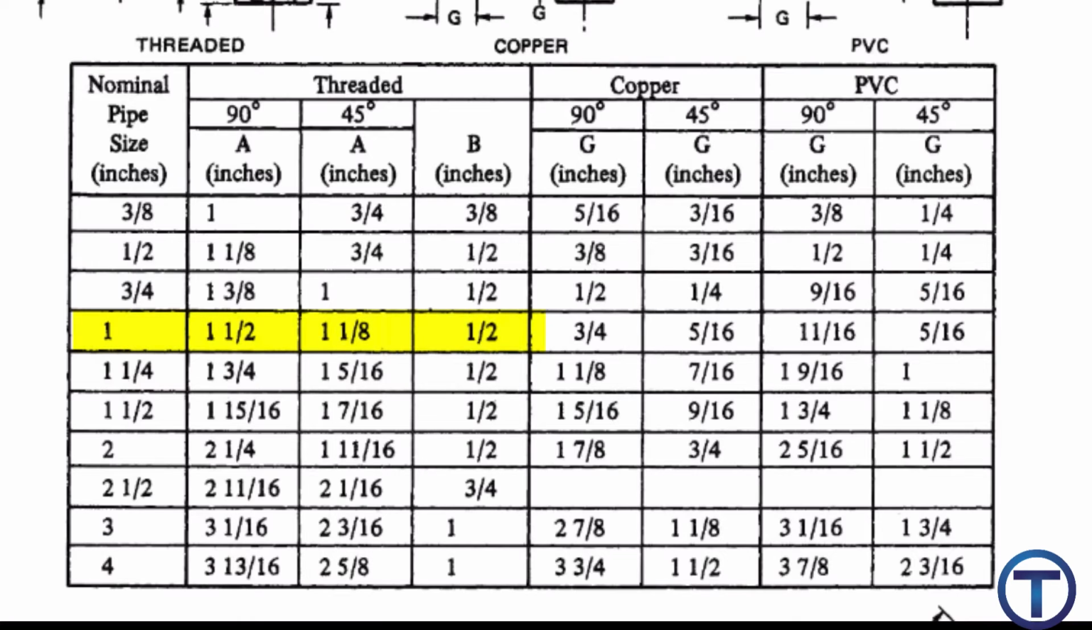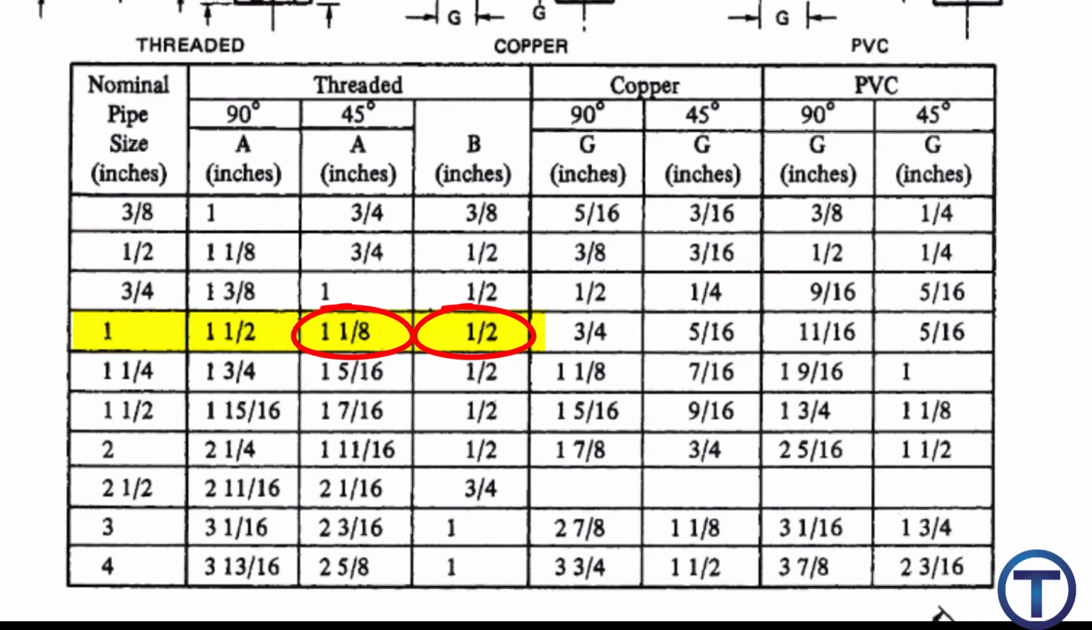Then as we come across, we're dealing with 45s. So let's go to the 45-degree fitting. And the amount that we are going to subtract from center to face is 1 1/8. But remember, with the threaded fittings, that we have to subtract off of that 1 1/8 the amount that the pipe threads into the fitting. In this case, we're looking at 1/2 of an inch.